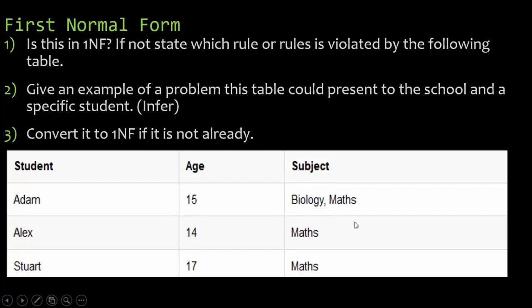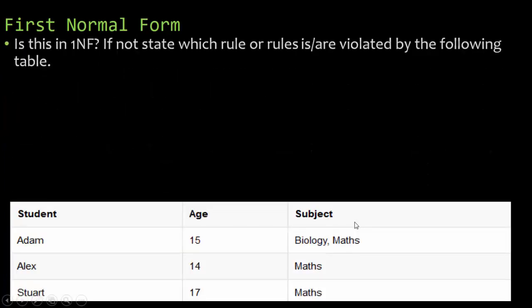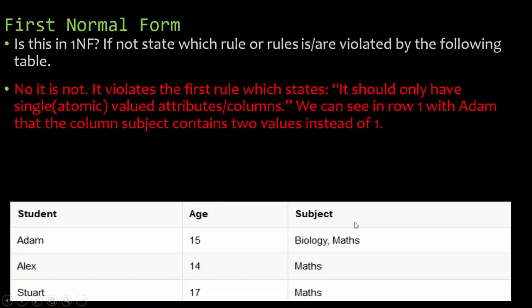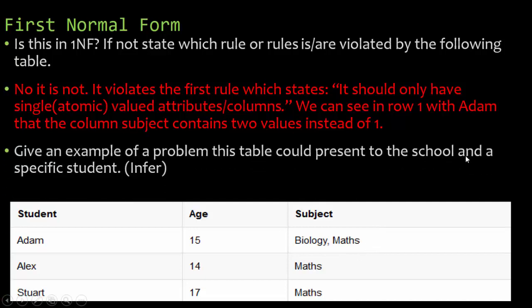Okay, so let's go over it. So let's take a look at the first one. Is this table in first normal form? If not, state which rule or rules is or are violated by the following table. Well, it's not in first normal form. It violates the first rule, which states it should only have single value for each attribute or column. Now we can see in row 1 with Adam, the column subject contains 2 values, biology and mathematics, instead of 1.